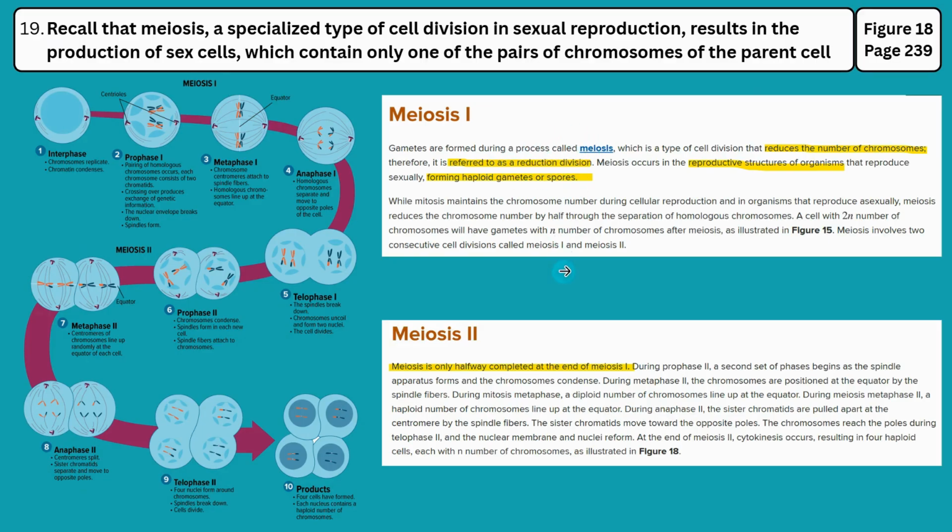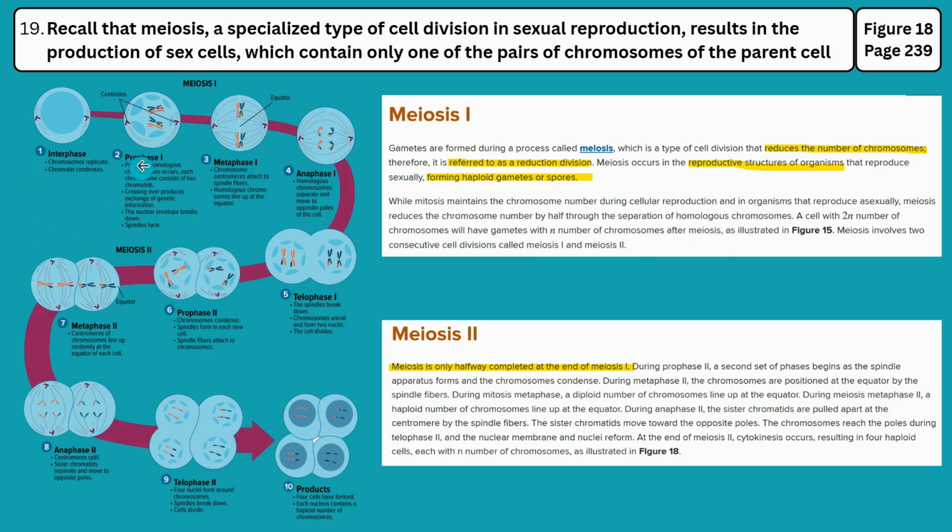Supposing they give you a question and they don't mention meiosis, they say reduction division. You should understand that it is meiosis. Meiosis occurs in the reproductive structures of organisms, and they form haploid gametes or spores. While mitosis maintains chromosome number for cellular reproduction, and in organisms that reproduce asexually, meiosis reduces the chromosome number. So mitosis is maintaining it, meiosis is reducing it to half. A cell with 2n chromosomes will have gametes with n chromosomes after meiosis.